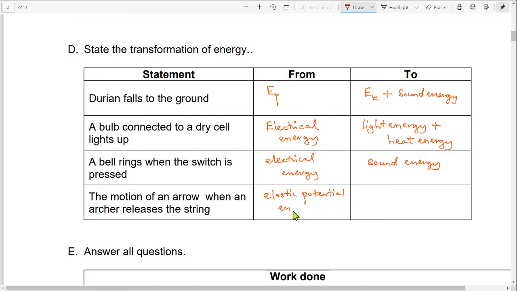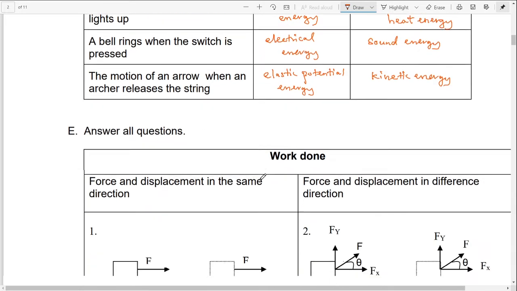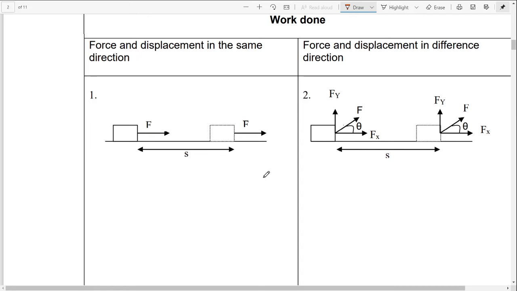Correct? So what happens if we release the string? Okay, the arrow will be flying off, correct? So it's in motion, so I have kinetic energy. Okay, let's move on. Work done.